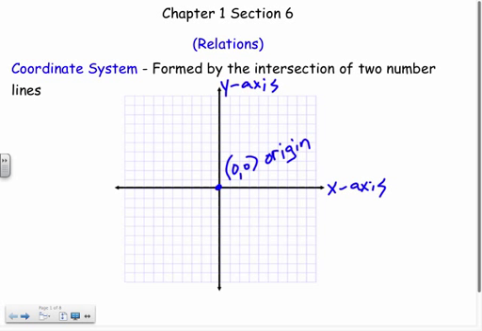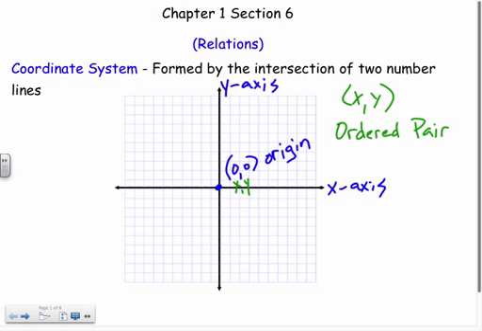And if you remember this 0, 0 right here, remember the x always comes first and then the y, right? It's x and then y. We call that an ordered pair, because it's ordered, right? X comes first, then y, and a pair of numbers, x and then y.